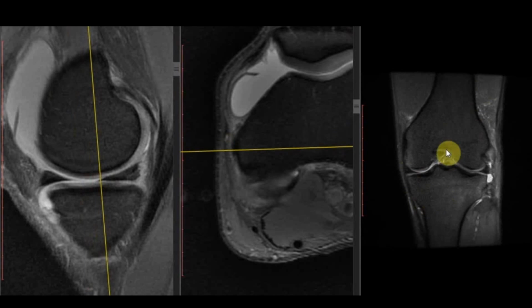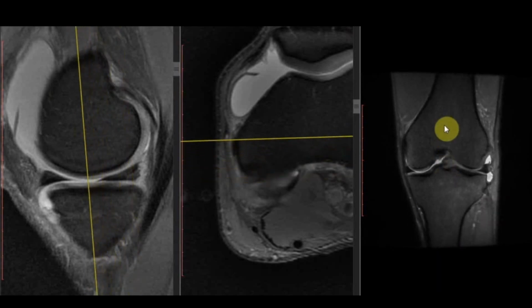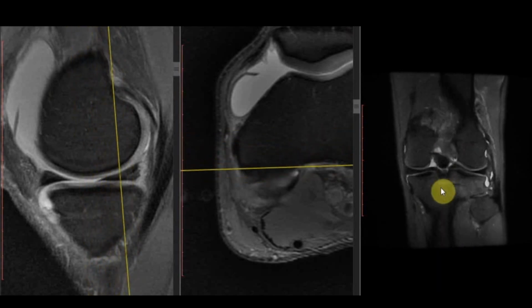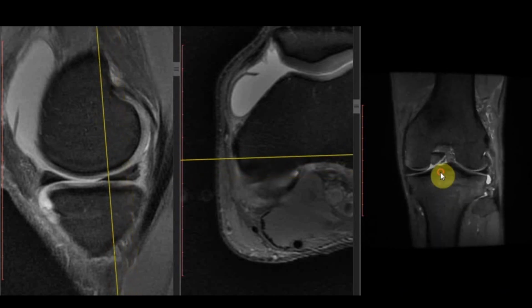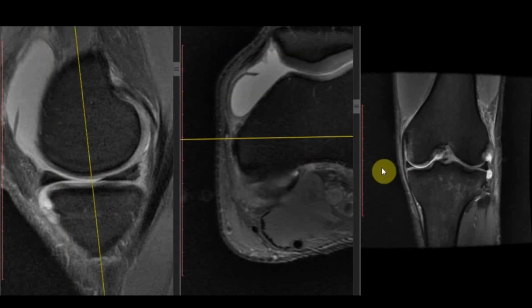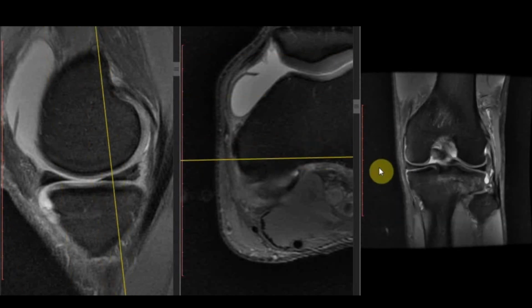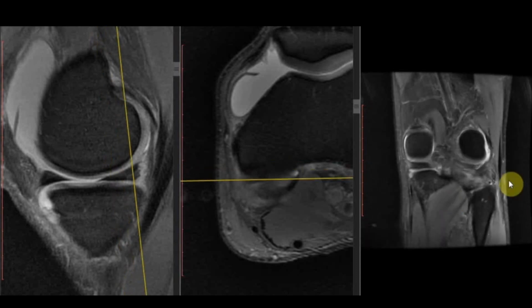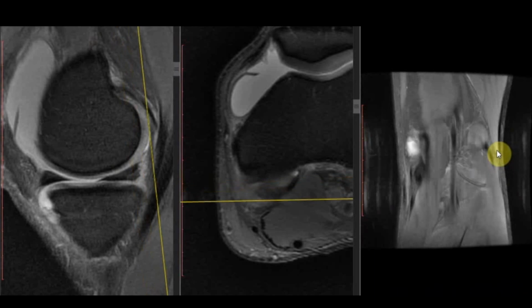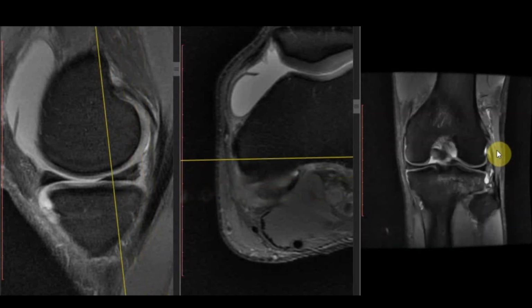The medial collateral ligament is relatively intact. There is no edema overlying or underlying it. Then talking about the lateral collateral ligament. So this is the lateral collateral ligament. It is hypointense, so it is normal. And this is the tendon of biceps femoris. So both these structures are normal.